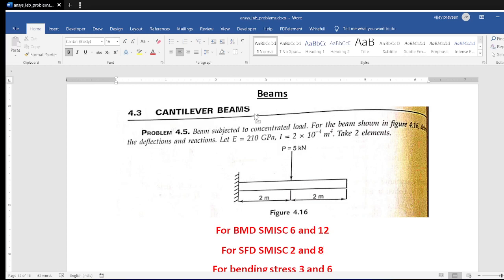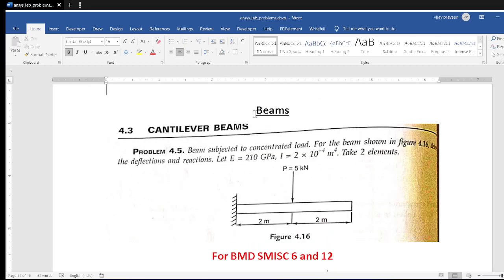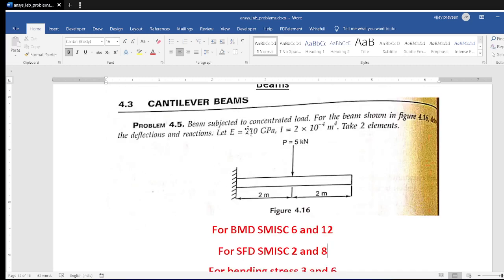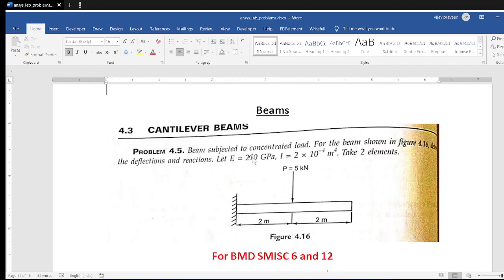So the first problem is the cantilever beam problem. You can see in the figure, the beam subjected to a concentrated load. Find the deflection as well as the reactions. Take E equal to 210 GPa, and I, the moment of inertia, is given in 10 raised to minus 4 meter to the power 4, as mentioned clearly. You have to take two elements. So this is the figure.